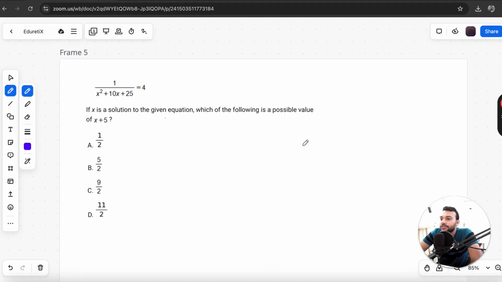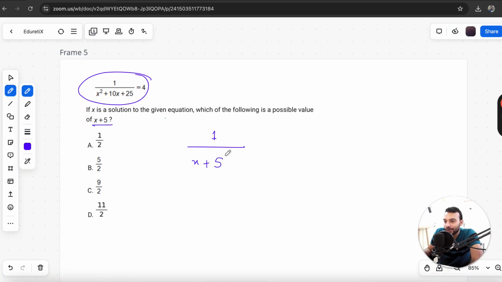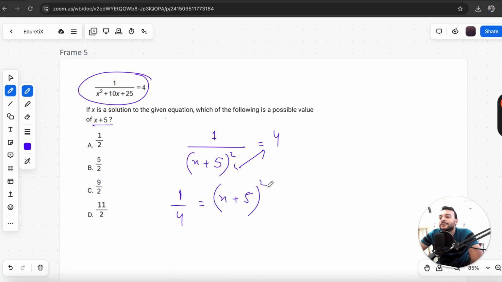Okay, we have an equation 1 upon x squared plus 10x plus 25 is equal to 4. If x is a solution to the given equation, which of the following is a possible value of x plus 5? Okay, we need to solve this equation, find the value of x, and then finally find the value of x plus 5. As we can see directly, 1 upon x plus 5 squared, that's what this is. x squared plus 5 squared plus 2 times 5 times x is equal to 4. Okay. So we can transfer this to the other side. Just do cross multiplication. 1 by 4 is equal to x plus 5 squared.